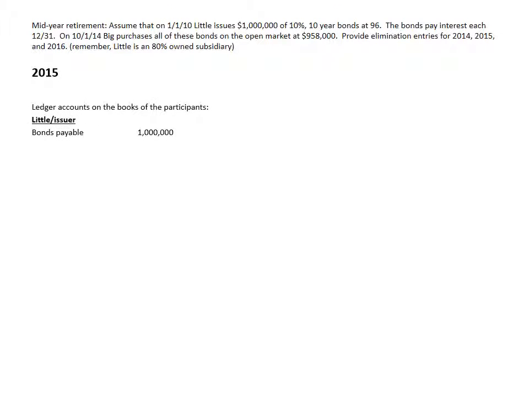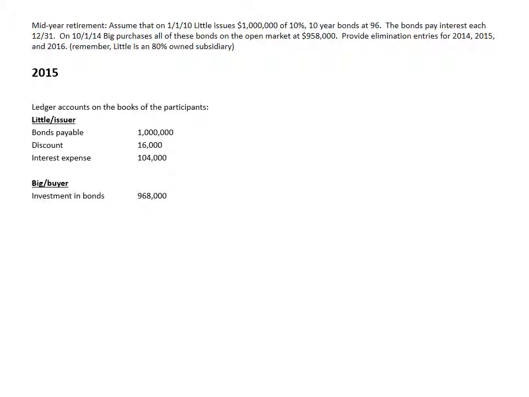So let's see what happens in the following year. In 2015, again, we need to make a list of our ledger accounts. Little the issuer has their bonds payable. Their discount is dropping further. Again, last year was $20,000. Now it's down to $16,000 because it's being amortized at $4,000 per year. Interest expense, now we've got a full year's worth of intercompany interest: $100,000 coupon interest plus $4,000 of discount amortization.